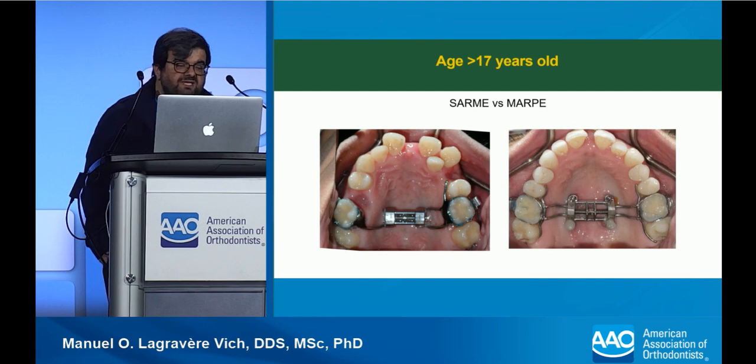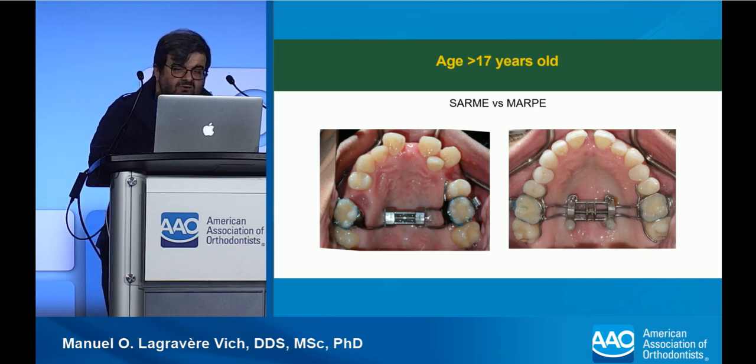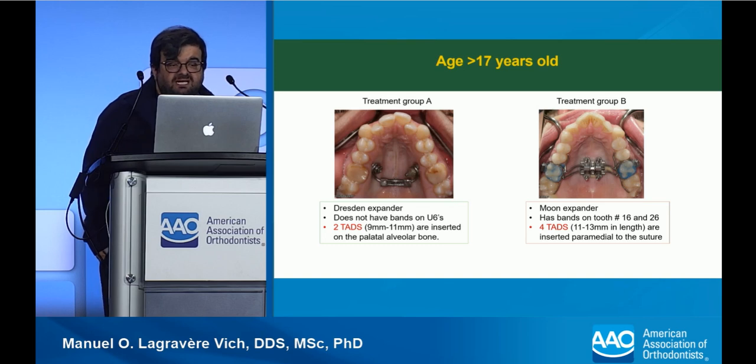And now we can go with a group that is 17 years and older. So we have the surgical group and we have the MARPI group, right? The MARPI would be like the Moon expander, as you can see here. So what we did is an analysis on a trial comparing two bone-anchored expanders non-surgically applied with patients 17 and older. Treatment group A was the Dresden expander, which consists of 2 mini screws, one on each side between the 5s and 6s, compared to the Moon expander, right? The turning protocol with the Dresden expander was 1 turn per day. With the Moon expander, because it's a wrench, we had to turn twice a day to get a similar amount of expansion daily.